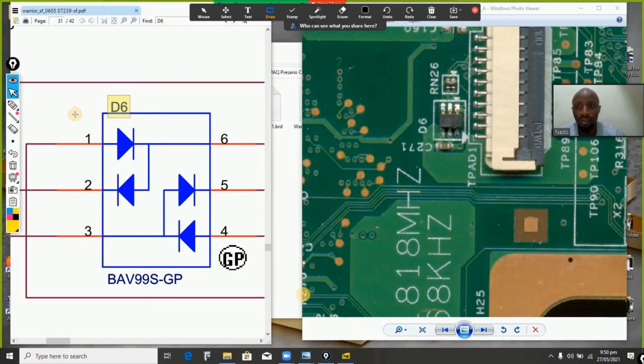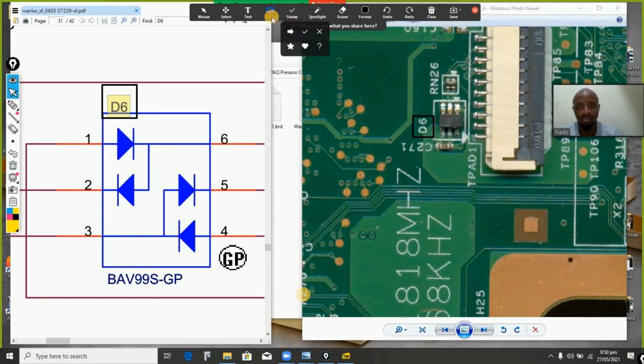If you check this location number here, this is DCs. Pin number 1, this is it. Pin number 1 and 6 are one diode, as you can see. Pin number 2 and 6 again are one diode. Pin number 3 and 5 are one diode. Pin number 4 and 3 as well are one diode. So this component here is a diode, but we have 4 diodes in just a single component.